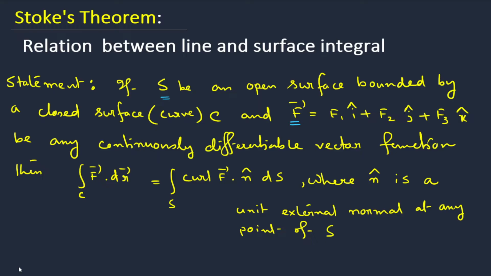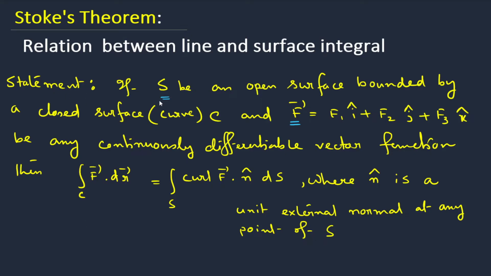So in our last lecture we learned some applications of Gauss divergence theorem, and in this particular lecture we will learn another important theorem which is called Stokes theorem, and this is nothing but a relation between line and surface integral. So line means single integration and surface means double integration.